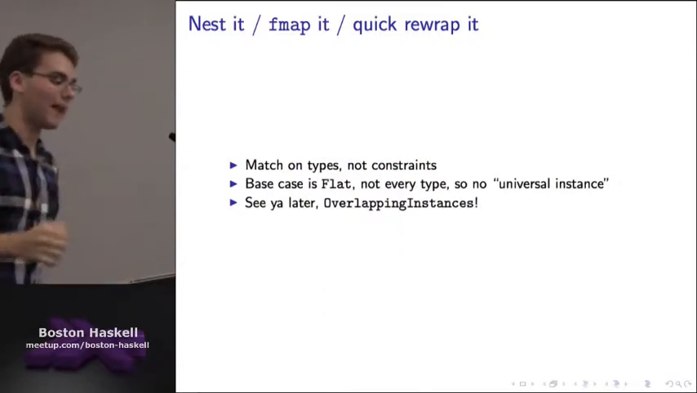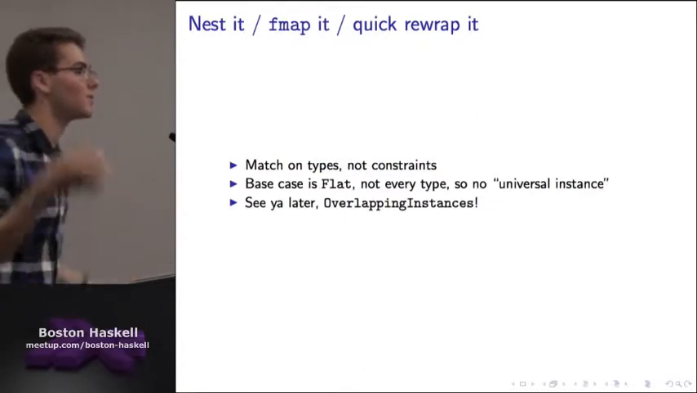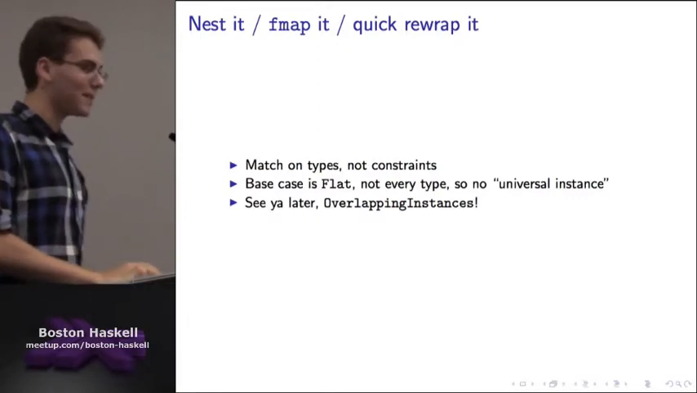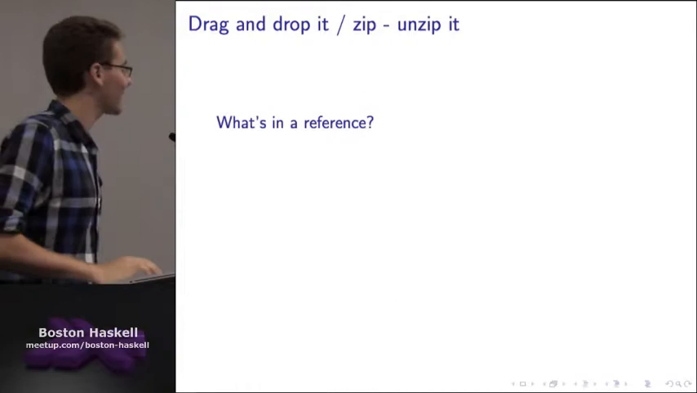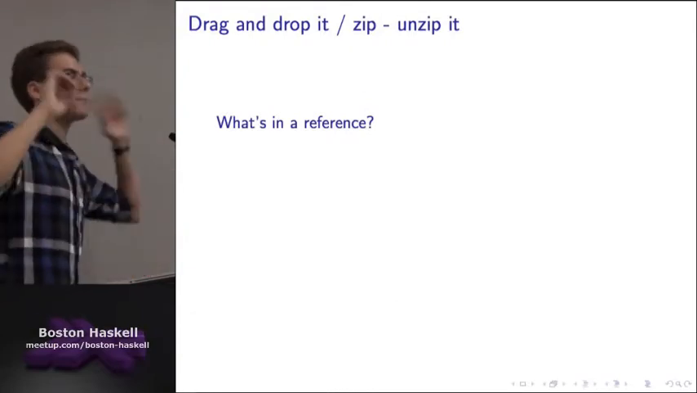The base case is flat, rather than every type being a base case, so there doesn't have to be this universal instance that forces you to match on constraints. And we don't have to use overlapping instances. We escaped the shark.